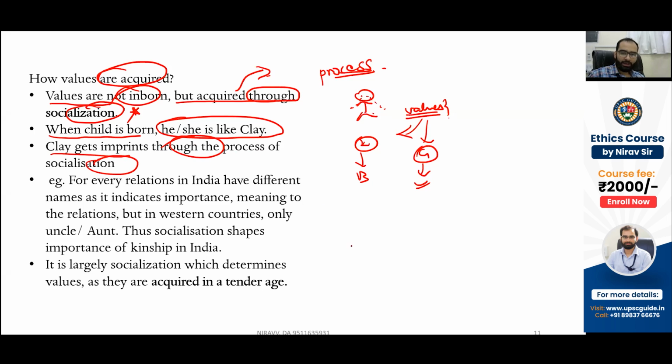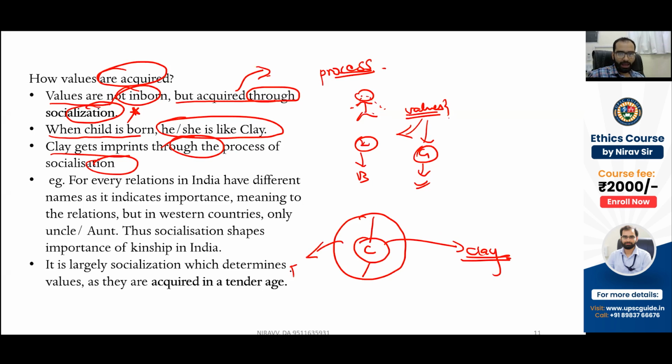इसके लिए आपको कैसे draw करना है? Child है ये, and this is also representing the clay. This is the child. Okay, और ये जो child है उसके ऊपर imprints आ रहे हैं. Who is going to give the maximum imprints? Maximum imprints कौन देगा उसको? जल्दी बताओ. Who is going to give the maximum imprint?